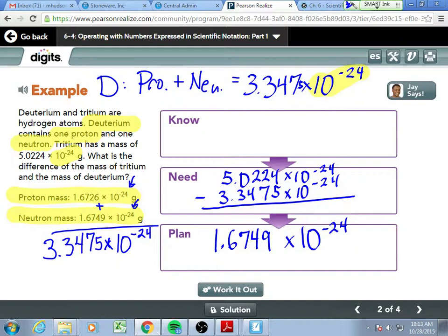If deuterium had 1 proton and 1 neutron, then tritium must have... if the difference was the mass of 1 neutron, then tritium still has 1 proton and 2 neutrons. So based off that observation, we know that tritium has 1 proton, 2 neutrons. That's where the tri comes from. It's got 3 particles combined: 1 proton, 2 neutrons.